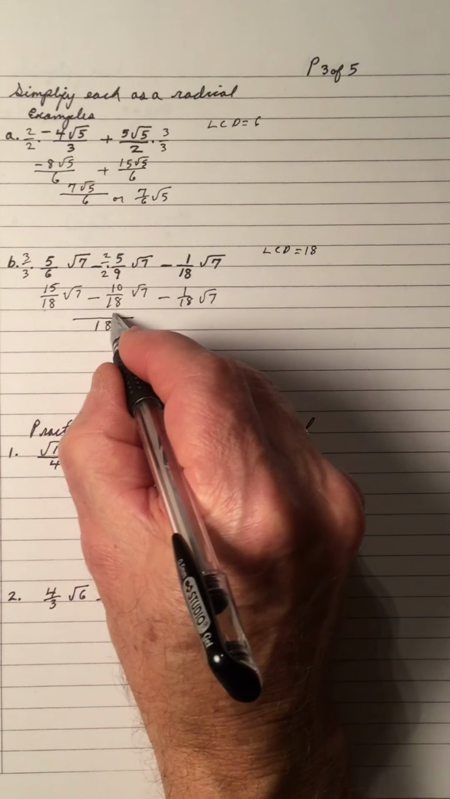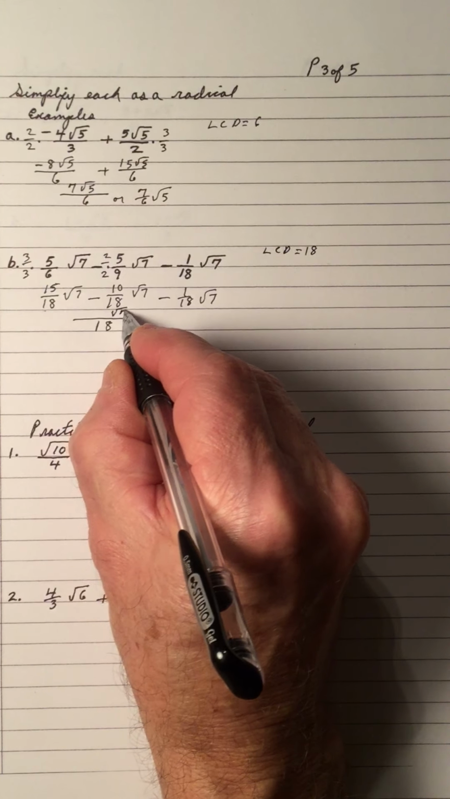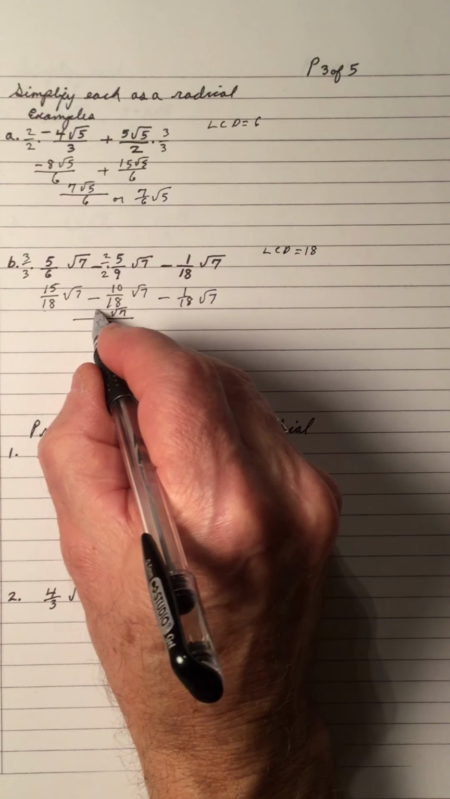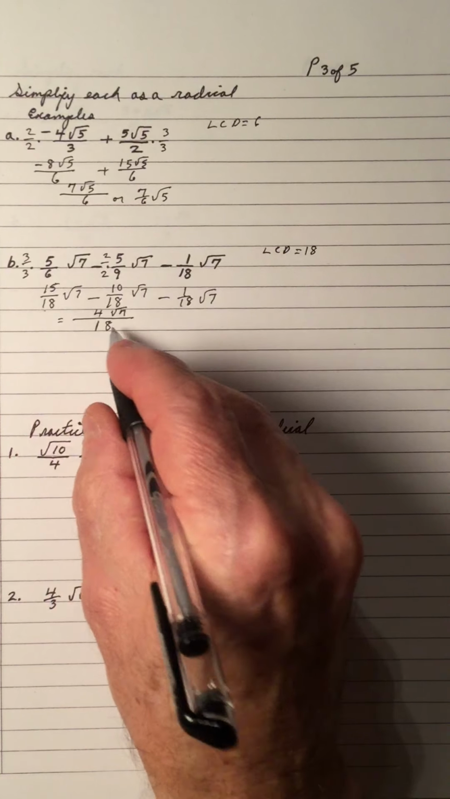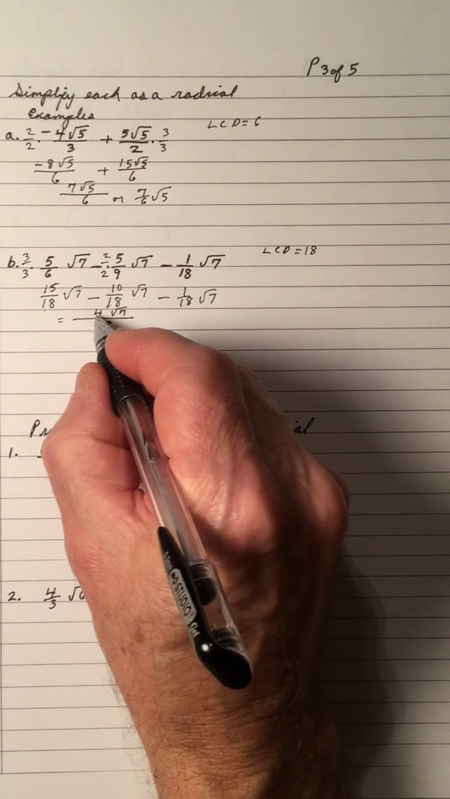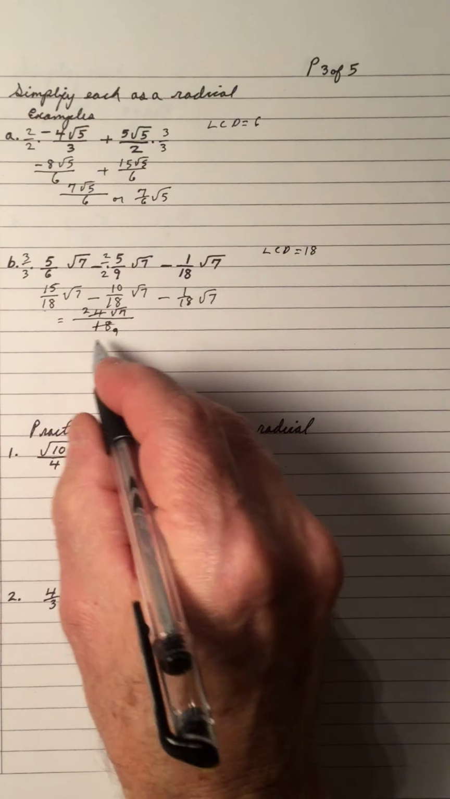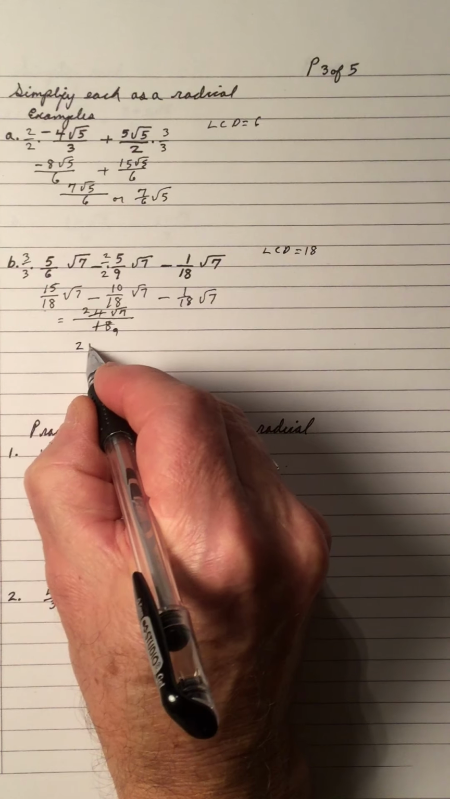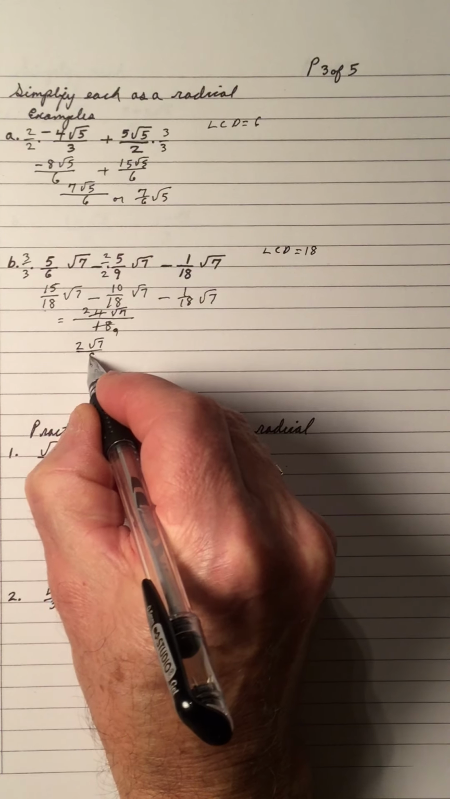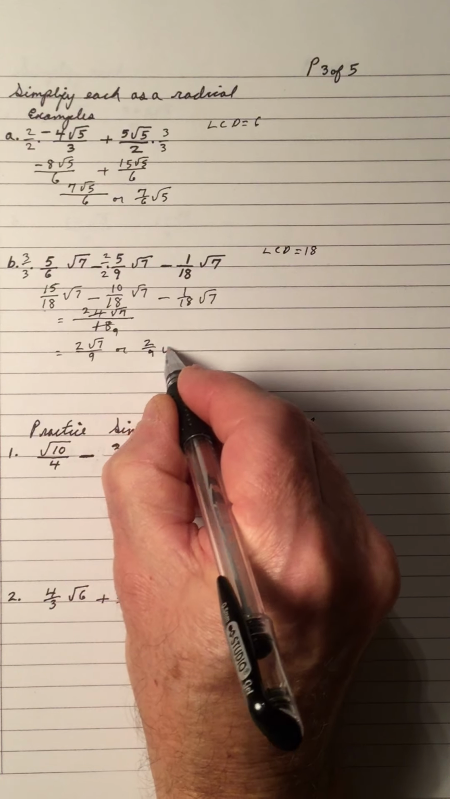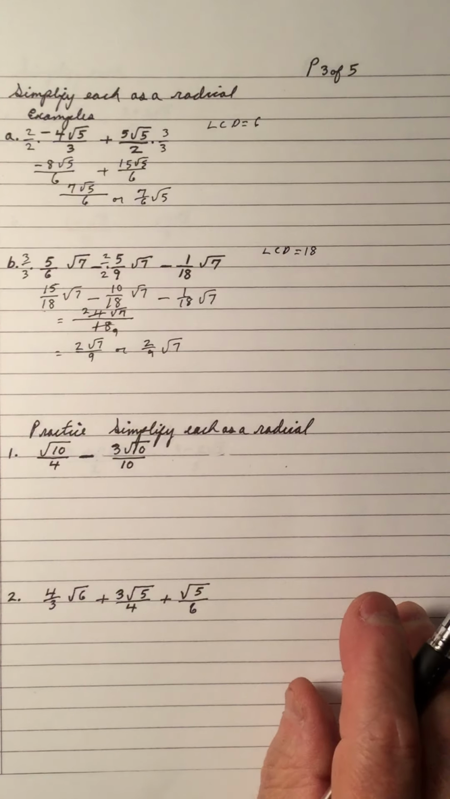And all the roots are the same. So we have a root 7. So 15, subtract 10 is 5, subtract 1 is 4. So we have 4 over 18, and that can reduce. 2 into 4 goes 2. 2 into 18 goes 9. So that gives us 2 root 7 over 9. Or we can call it 2/9 root 7.